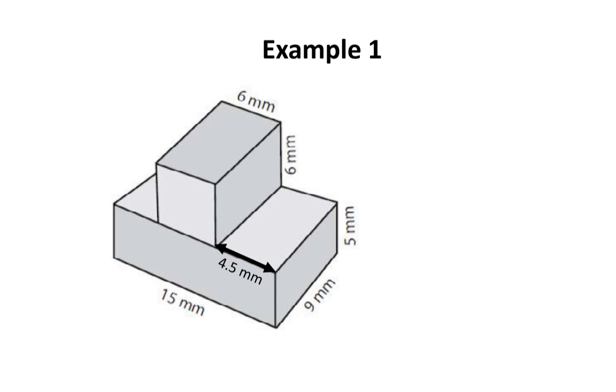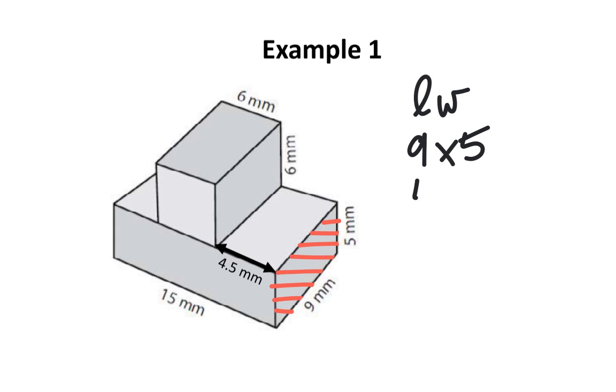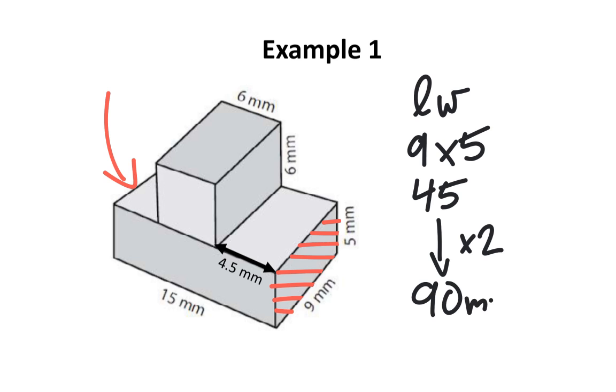I want to focus on this face next. This face is a rectangle, and the equation for area of a rectangle is length times width. The length happens to be 9, and the width is 5. 9 times 5 is 45. However, this face is duplicated on the other side of this composite figure, which means we can take this 45 and multiply it by 2, and that is going to give us 90 millimeters squared.